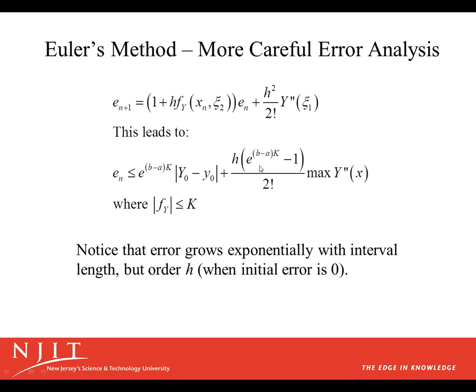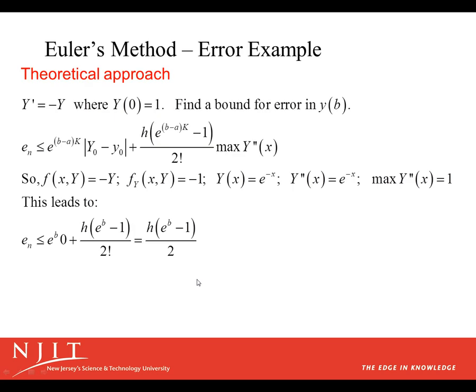So the error in Euler's method is order h. The error grows exponentially with the interval length, but the order h still holds. There's an example that one can go through carefully if you want to in the slides, analyzing the error according to this formula that we had over here. And one can find out how the error grows as order h times e to the length of the interval.